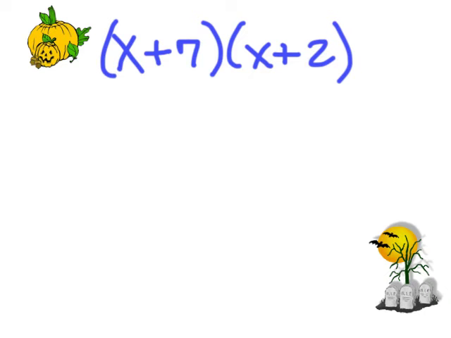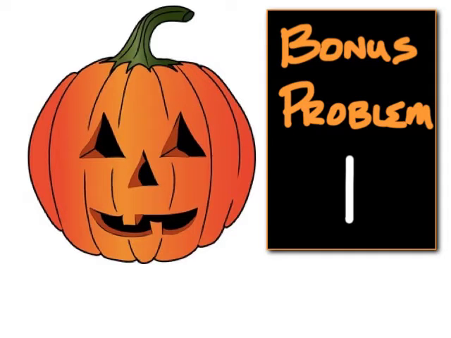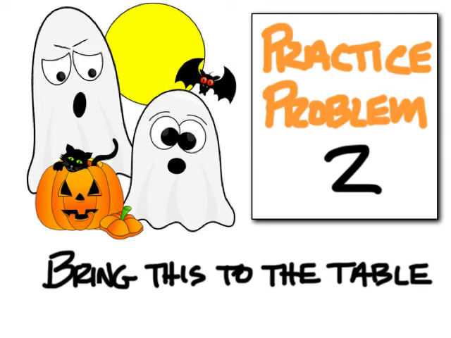Practice number 1. Answer to the practice problem should be x squared plus 9x plus 14. Answer to the bonus is x squared plus 3x minus 10.